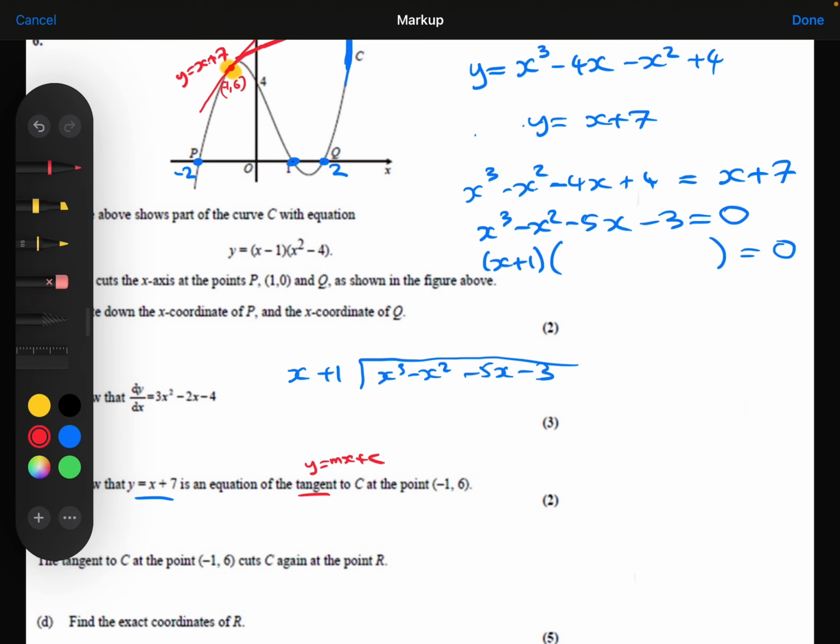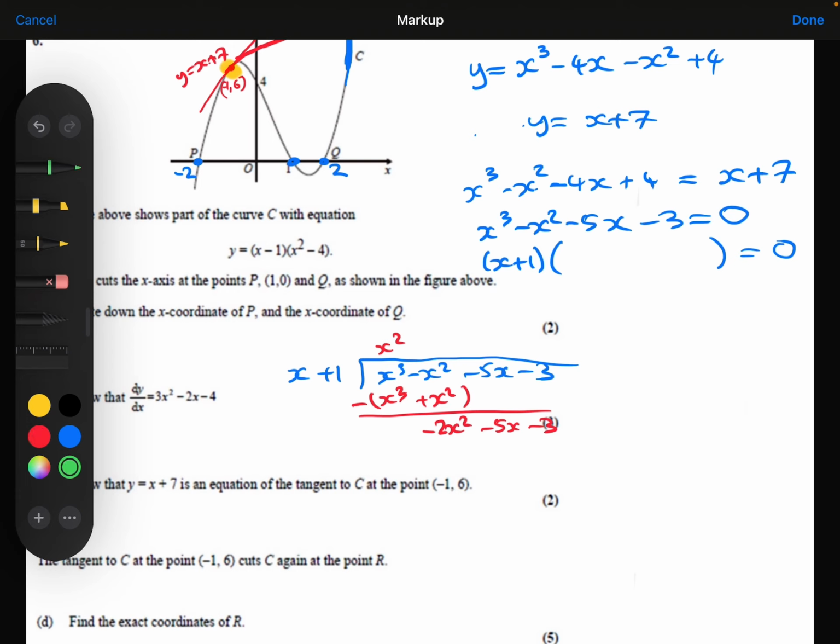So the x goes into the x cubed x squared times. The x squared times x is x squared. The x squared times 1 is x squared. And we'll take that away. X cubed take away x cubed is 0. The minus x squared take away x squared is minus 2x squared.